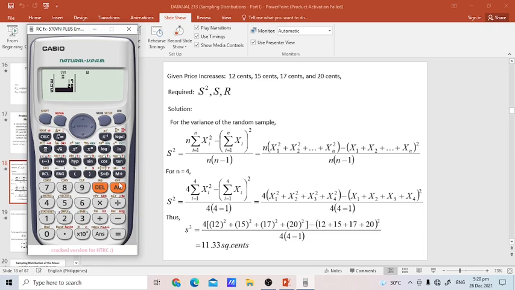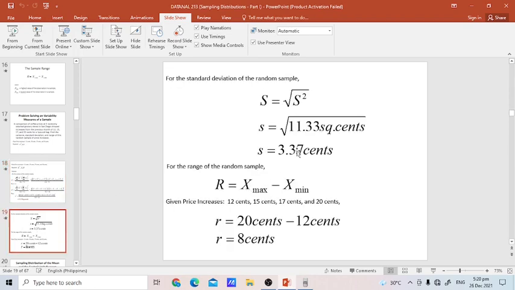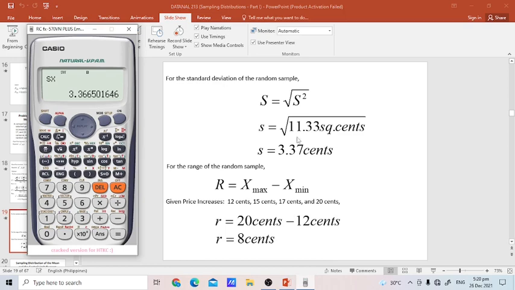Then let's find the standard deviation. Shift 1, then 4. We have here Sx. This is for the sample standard deviation. 3.36. So let's see, that is 3.37 cents. Okay, so that's it.